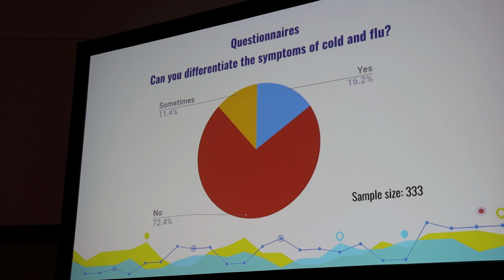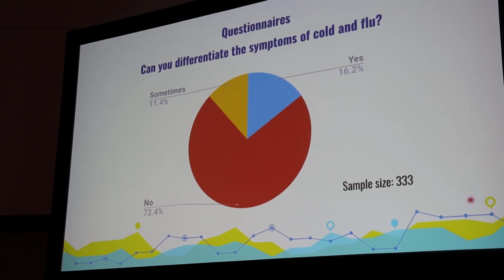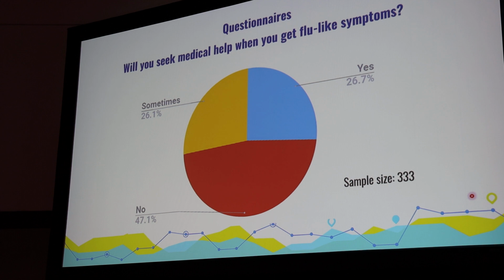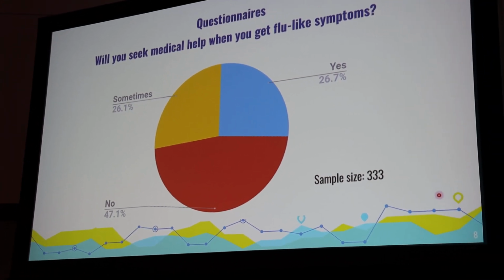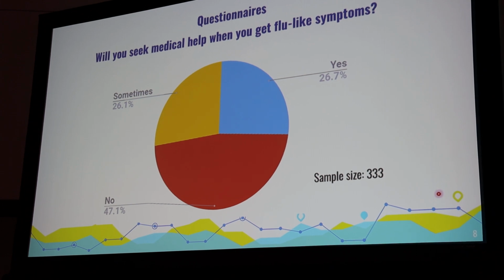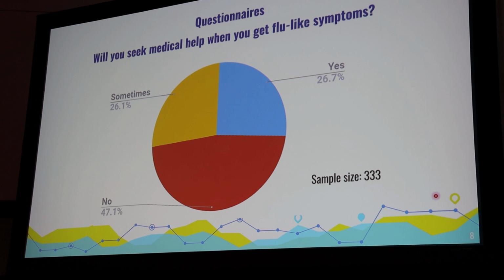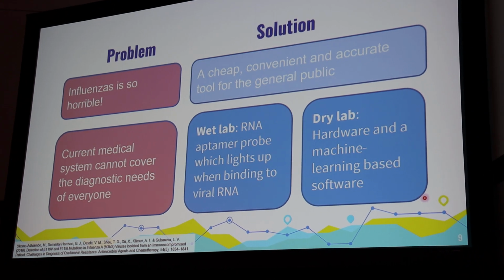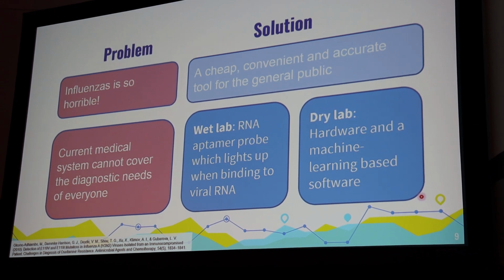But according to the questionnaire we distributed in the Asian area, most people cannot differentiate the symptoms of cold and flu, and some of them do not even know the difference between cold and flu. And also, half of the people in the survey said that they will not seek professional medical help when they get flu-like symptoms. So, influenza is so horrible, and current medical help cannot reach everyone, especially in diagnosis.